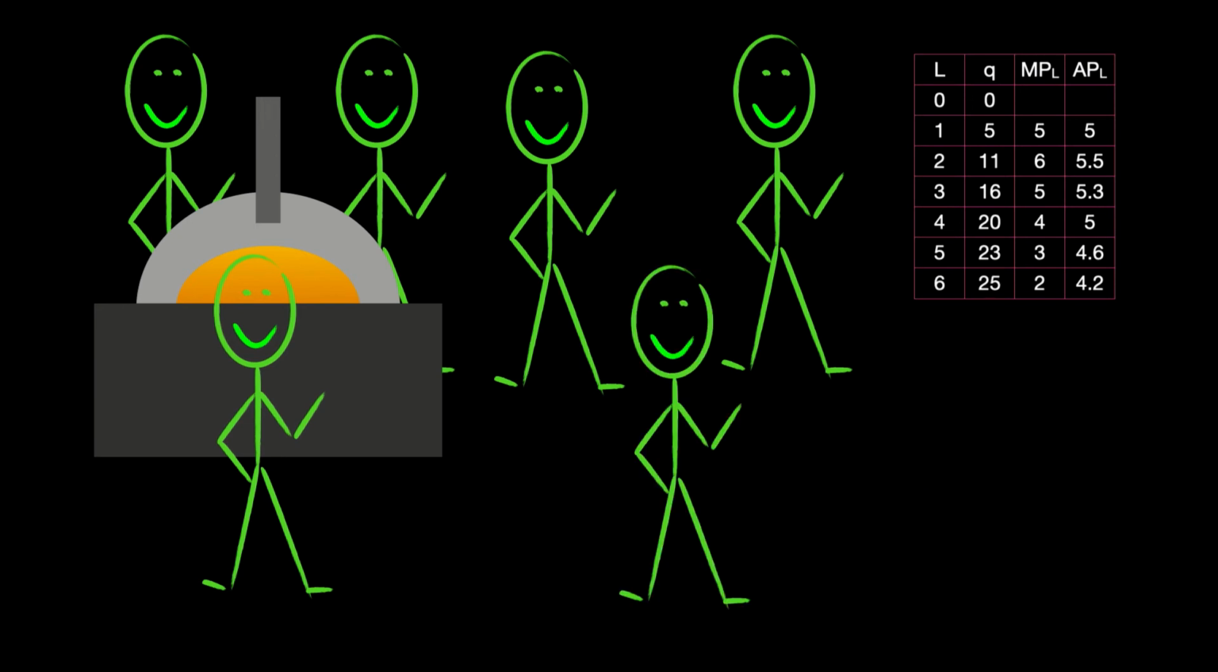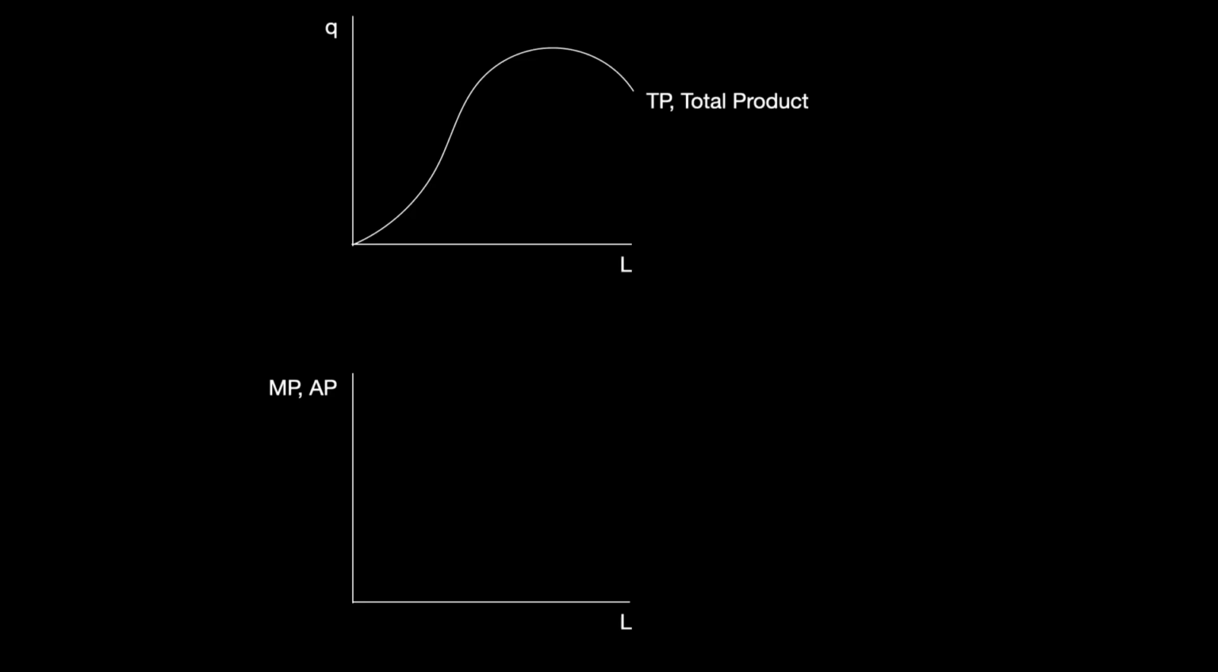Here is a table entirely filled out for all 6 workers. If you study the table, you'll see that any time that the marginal product of labor is greater than the average product of labor, the average product of labor increases compared to its previous value. Also, any time that the marginal product of labor is less than the average product of labor, the average product of labor decreases compared to its previous value.